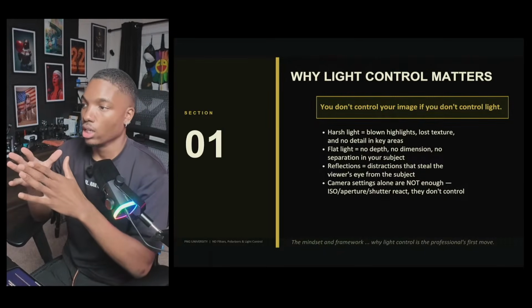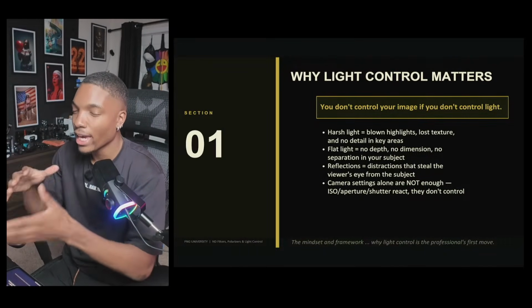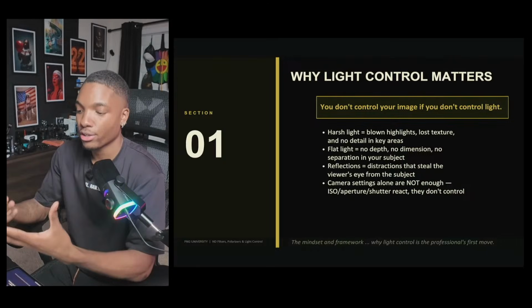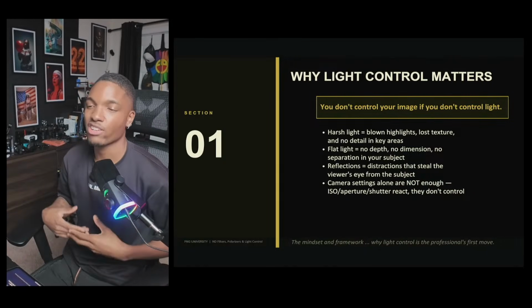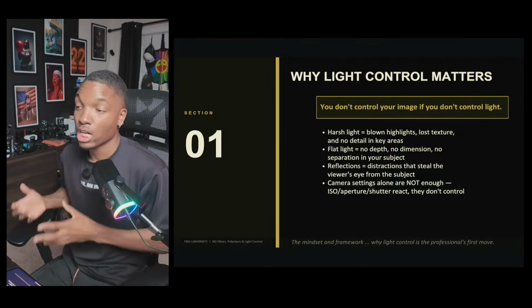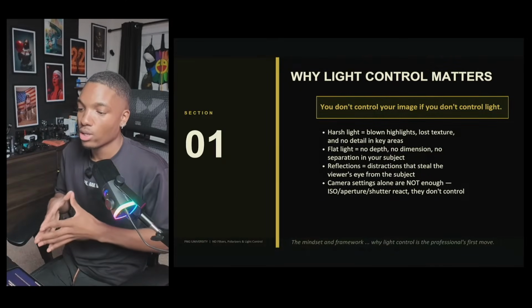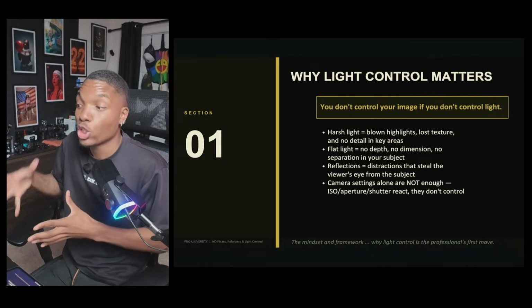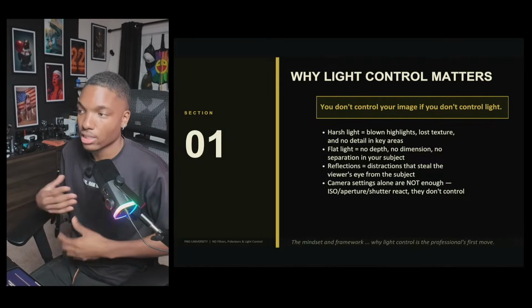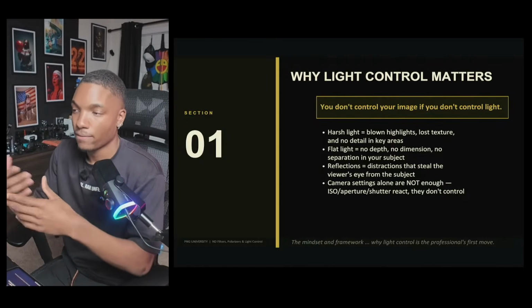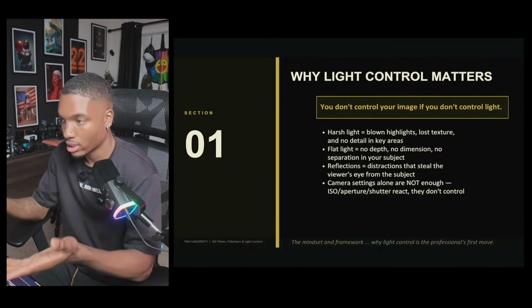So you can't control the image if you don't control the light. You want your image to have a certain mood. You want your image to have a certain feel. All of these different things come from the lighting itself and how you morph and manipulate that light, right? So depending on how you control the light, and what you use to control that light, is what's going to change how the mood or the feel comes across when your viewer is looking at it, right?